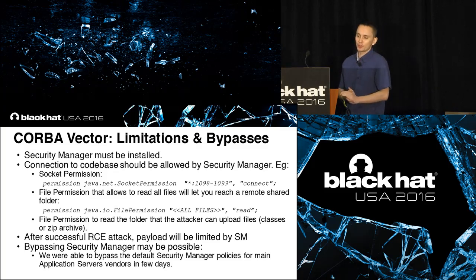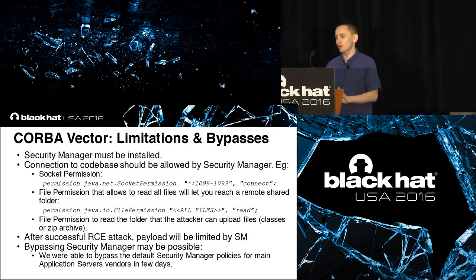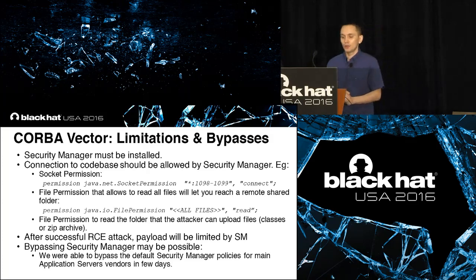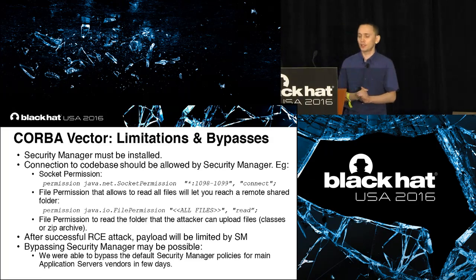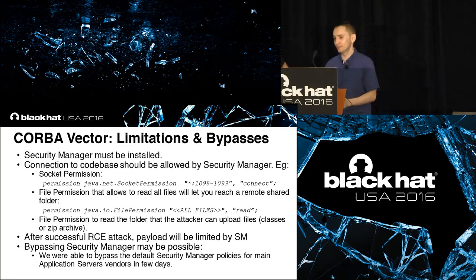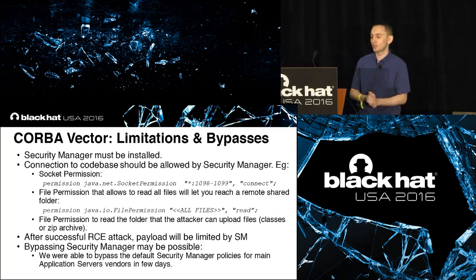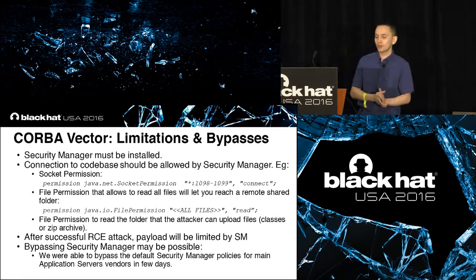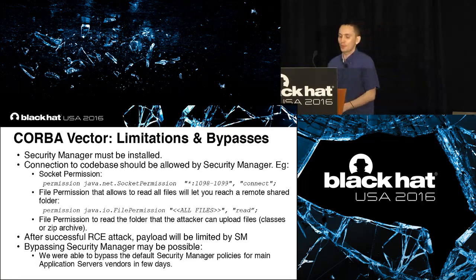First one is SocketPermission. This line allows connecting to any host, but only to defined ports. It's okay for us. We can start a CORBA server on any port that we need. FilePermission. This example allows read access not only on the local file system, but on a remote location as well. So we can share our folder on our PC, and a target application will try to load classes from there. The uploading feature can be abused as well.